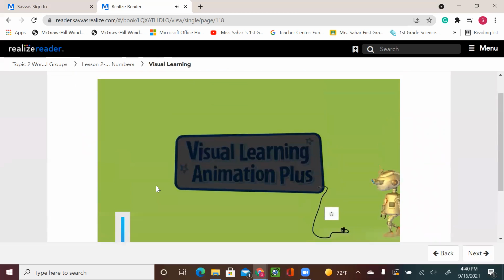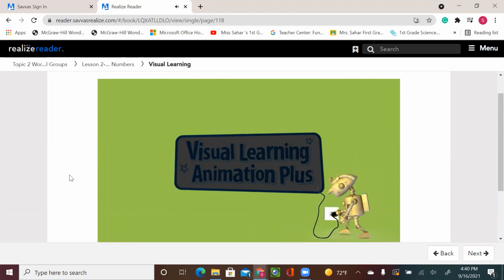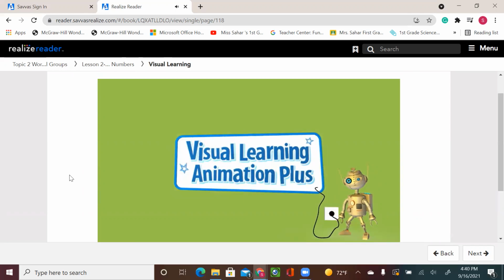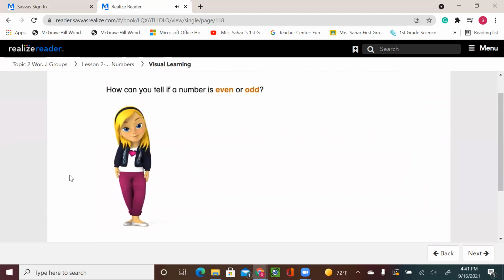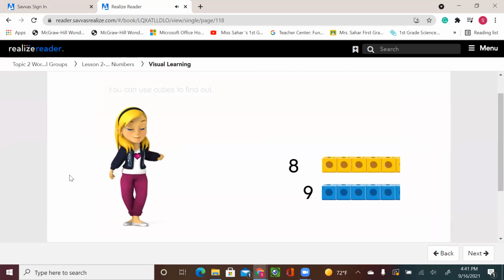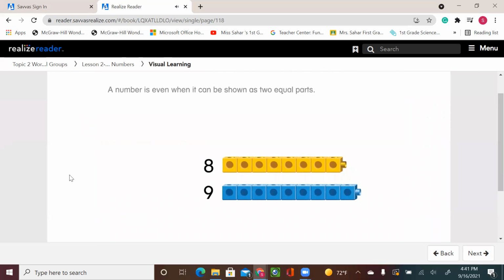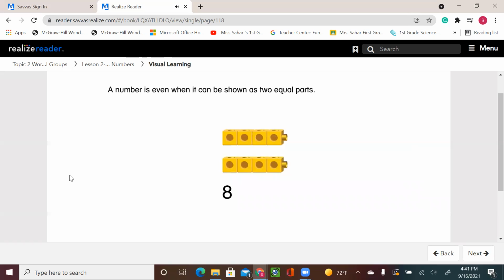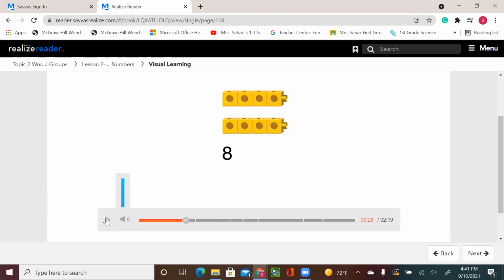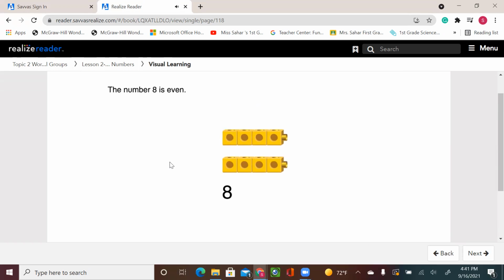Let's watch the video. How can you tell if a number is even or odd? You can use cubes to find out. A number is even when it can be shown as two equal parts. Is the number 8 even or odd? As you see, you can split them into two equal parts, so it's even. The number 8 is even.